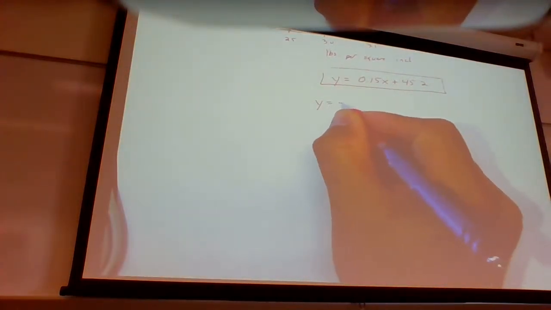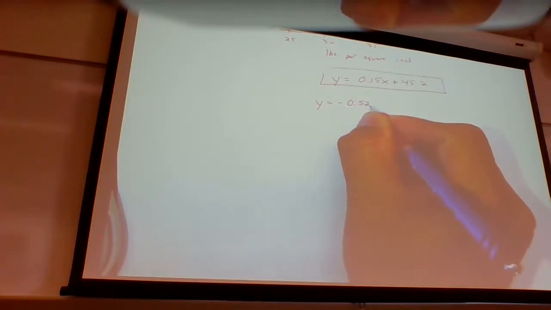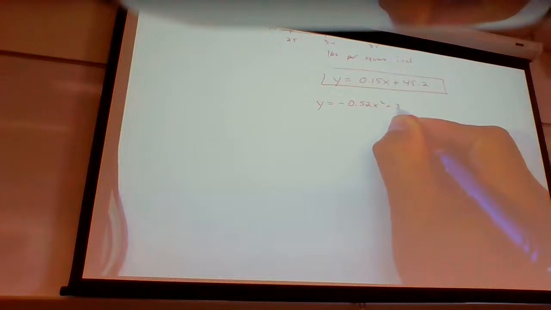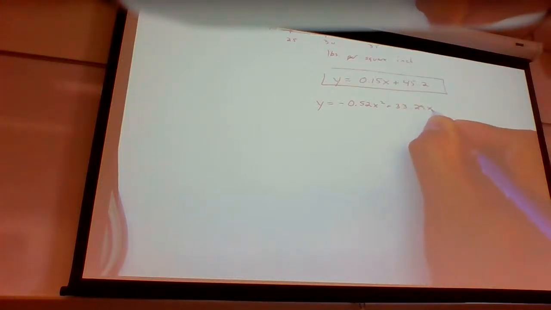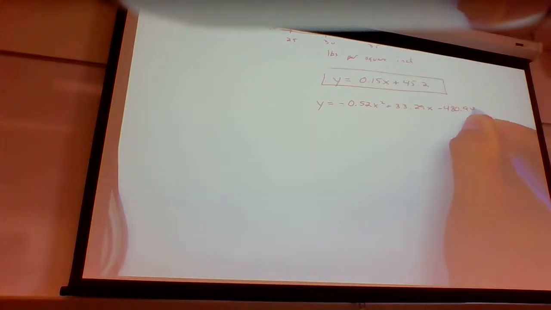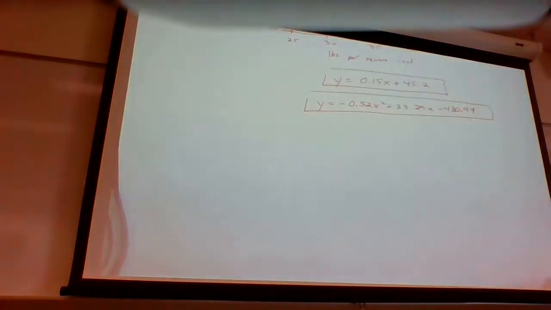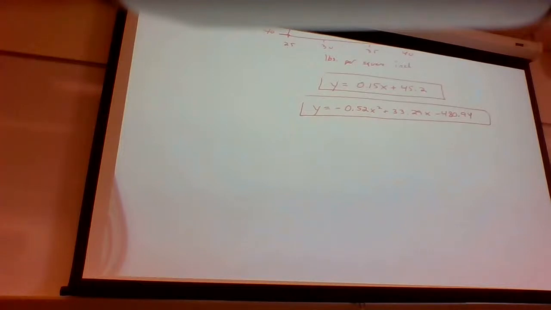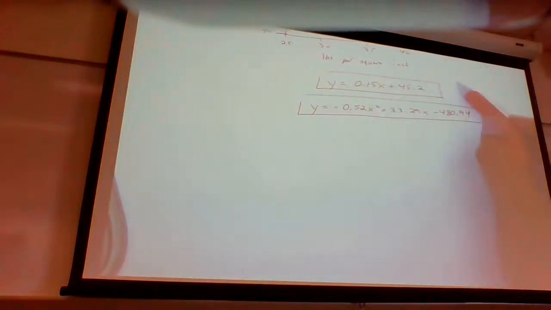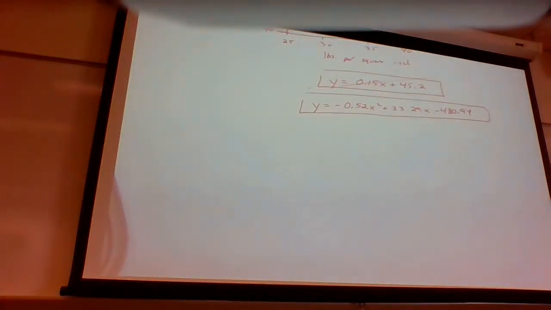So we're going to say y equals 0.52x squared plus 33.29x minus 480.94. So how many decimal places? 2, 3, 4, whatever you feel is appropriate. I think 2 decimal places is appropriate for now. Now, to make sure we didn't mess up and to make sure we understand what we're doing, go back to y1, get rid of the linear one because we know that's no good. Replace it with quadratic and see if it's better.